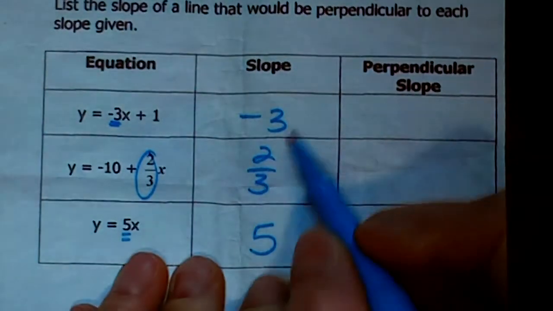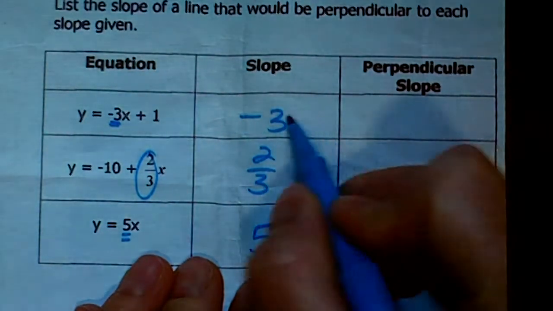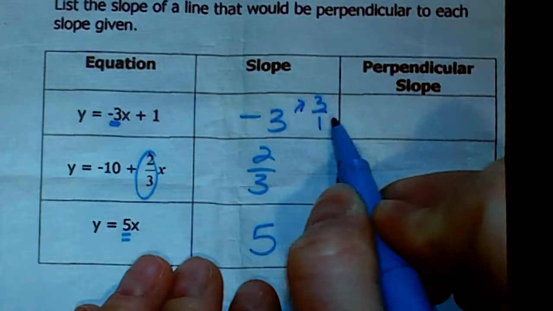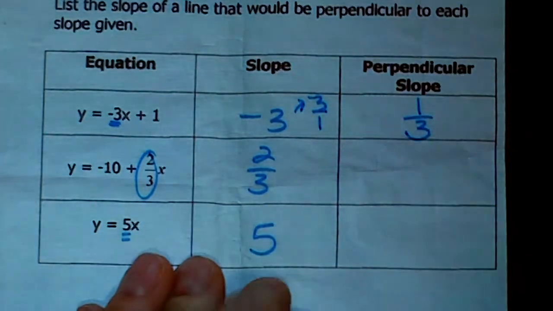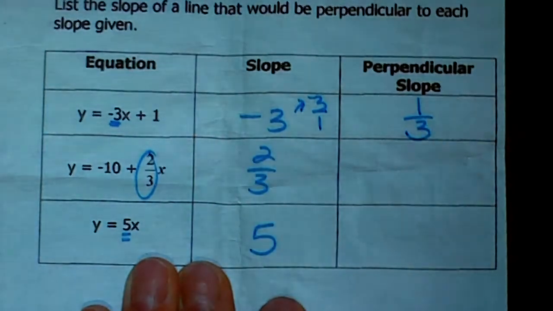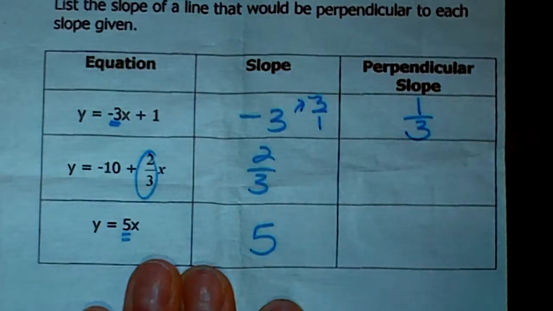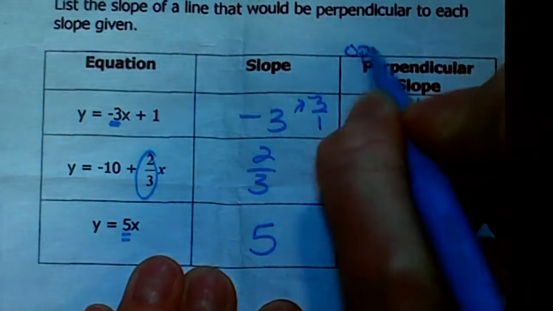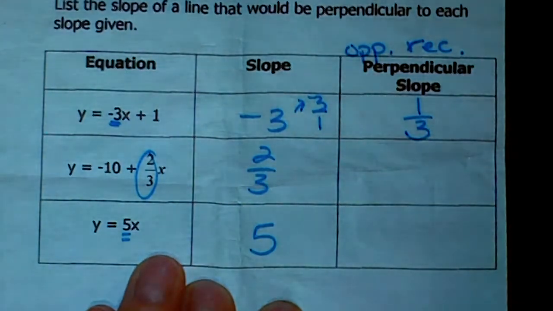So, the reciprocal of -3, this is really 3/1, right? So the reciprocal of that would be 1/3. Opposite reciprocal means this was negative, so it's going to be positive. So the perpendicular slope of -3 is 1/3. If you want to write opposite reciprocal, maybe abbreviate. Opposite reciprocal, that's what you're looking for.